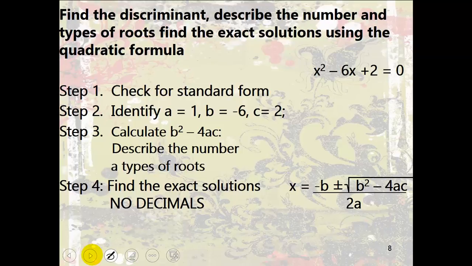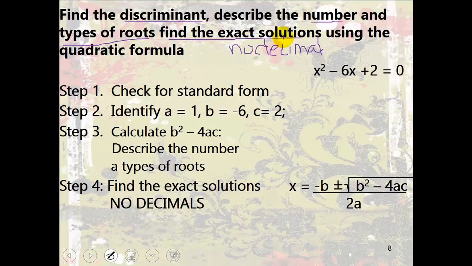So we're going to find the discriminant. We're going to describe the number and types of roots, and then we're going to find the exact solutions. This means no decimals. We're going to simplify our radicals, and we're going to use the quadratic formula to do it.